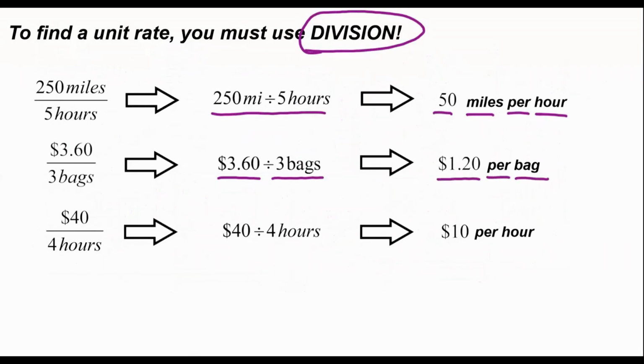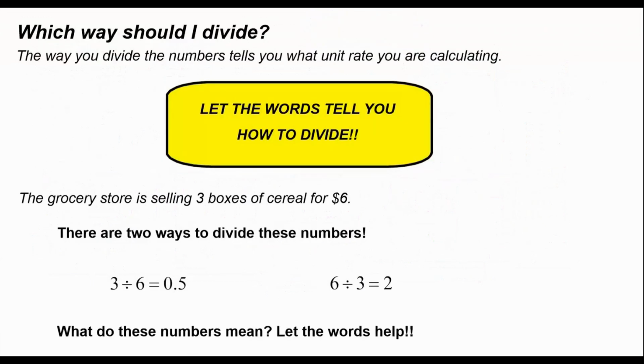And working 4 hours and earning $40, we take the $40 divided by 4 hours and we get $10 per hour. So using division will always give us a unit rate. But which way should I divide? The way that you divide the numbers tells you what unit rate you are calculating.